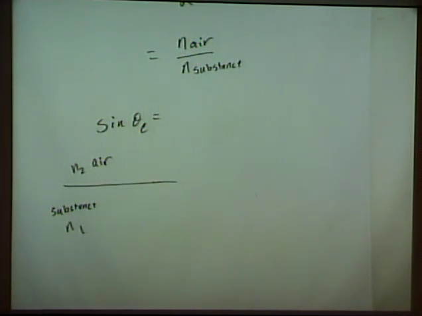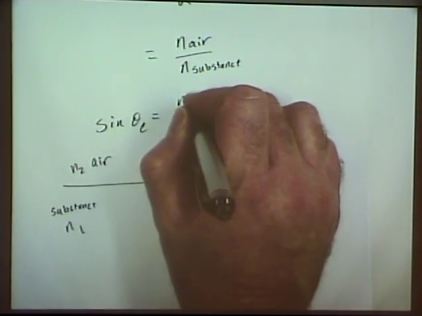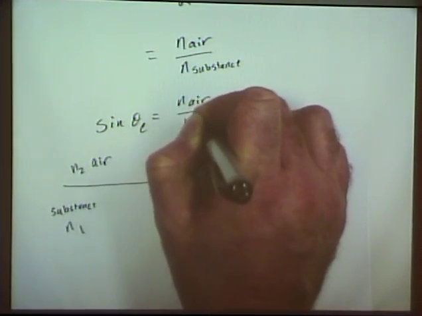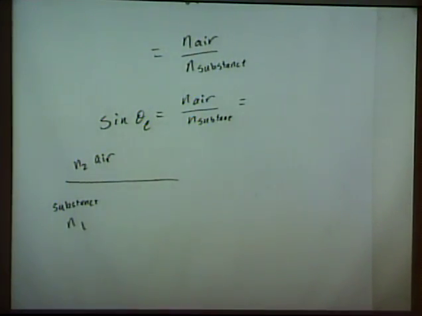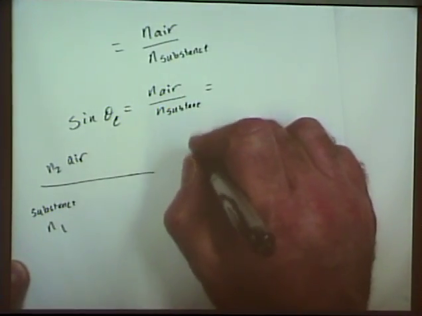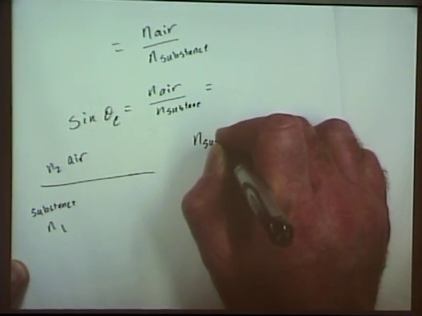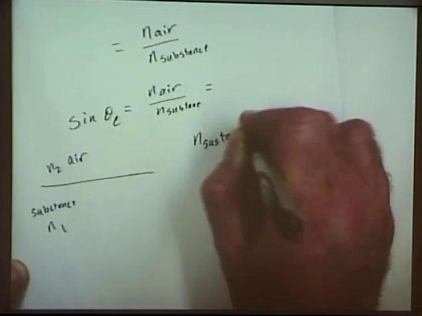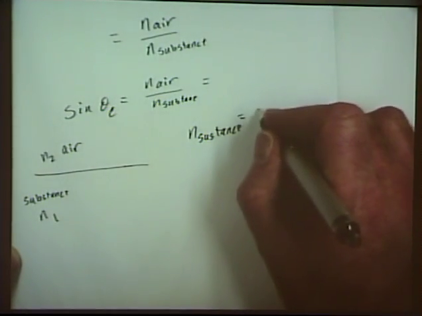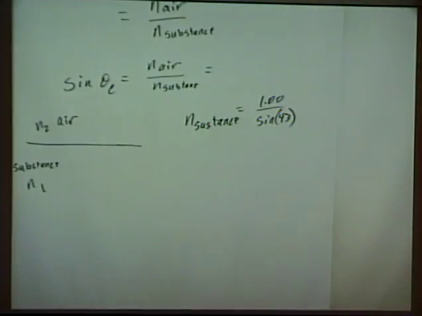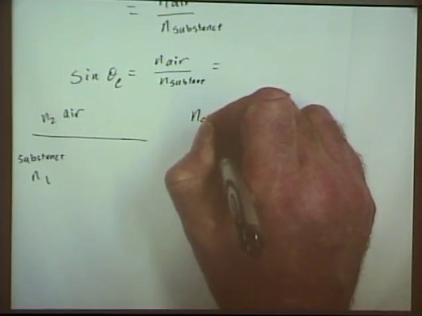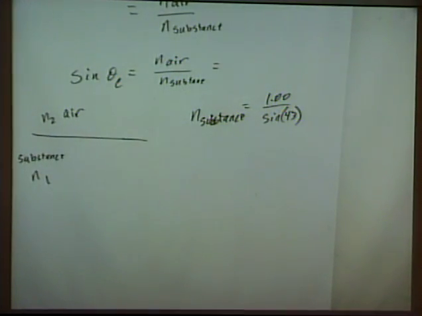Whew. All right, so the sine of the critical angle equals N of the air divided by N of the substance, which is going to be, N of the substance is going to equal 1.00 over the sine of 43. Okay? I must be hungry. Substance. There we go. All right, so now, take 1 divided by sine 43.